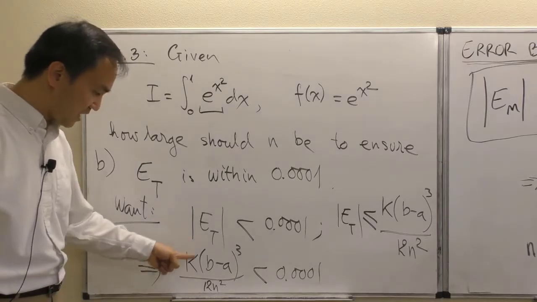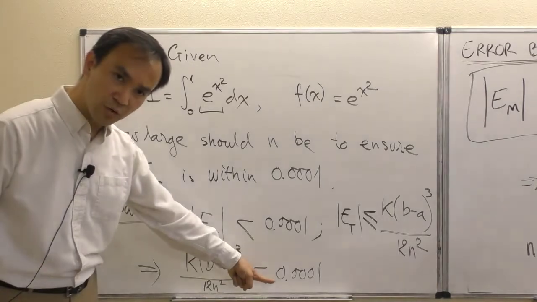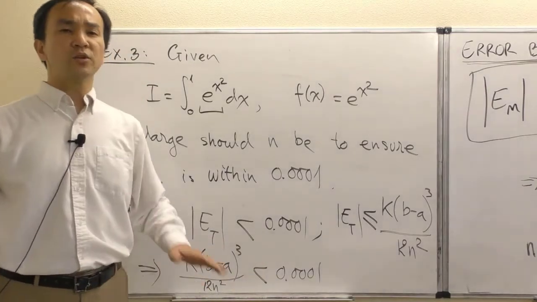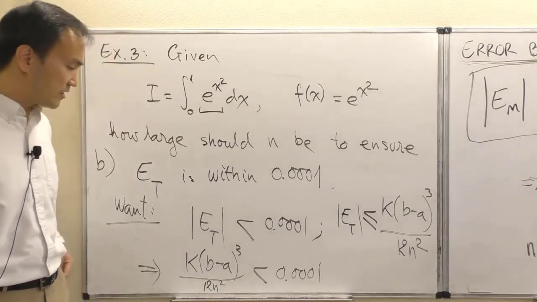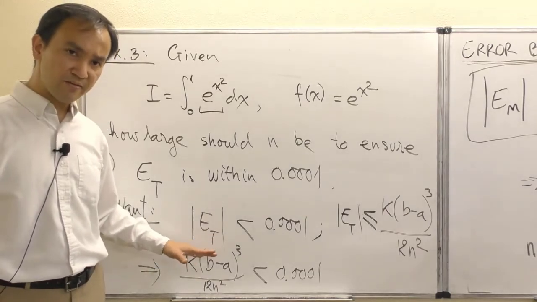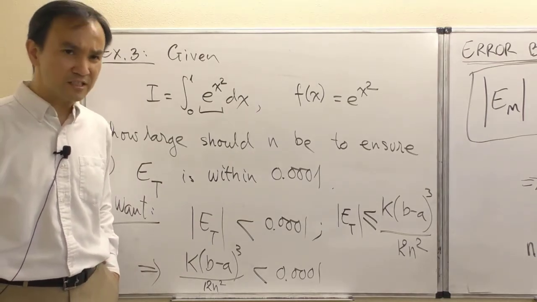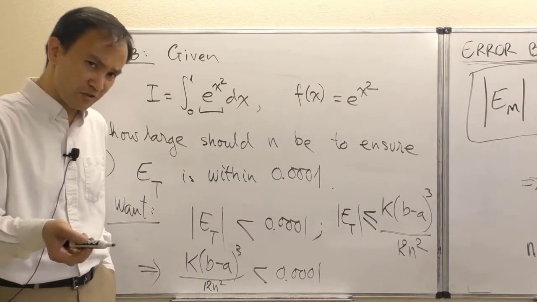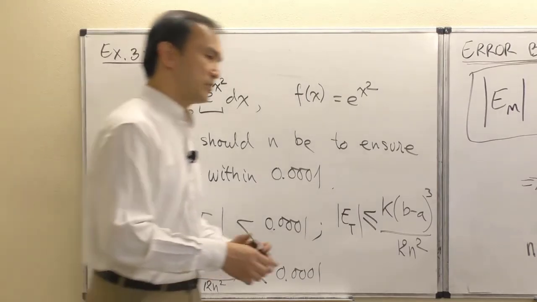So it has to be k times (b minus a) cubed over 12n squared, which has to be less than 0.0001. All that logical explanation, all the reasoning, remains exactly the same as how I delivered it back in part A. That's why part A, somebody might feel it's a little dragging, but there is so much logical reasoning I would like to deliver there. And now we can start picking up the pace right here.